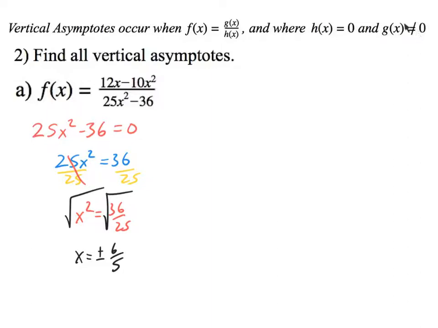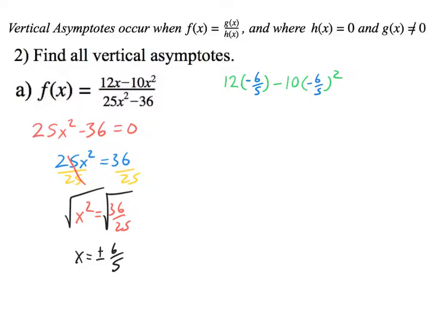But what we do here, the second part, is we have to plug in these numbers to the numerator to see if you get a non-zero. If you get a non-zero, it's a vertical asymptote. If you get a 0 on top, it's not a vertical asymptote. It's a really cool little trick. So what we're going to do is we're going to come up here and we're going to just do the numerator, and we're going to plug in to the numerator the negative 6/5.